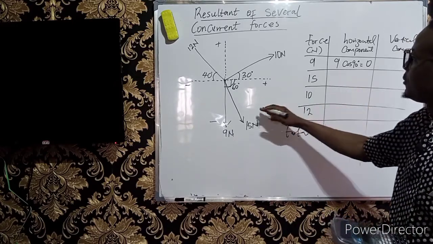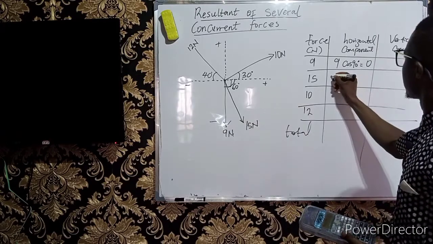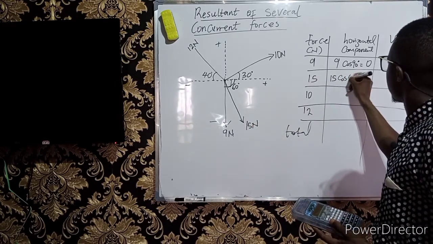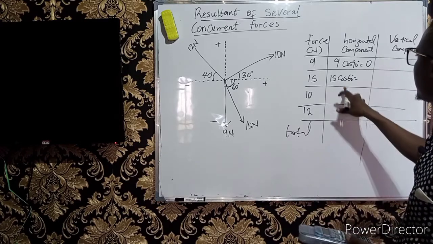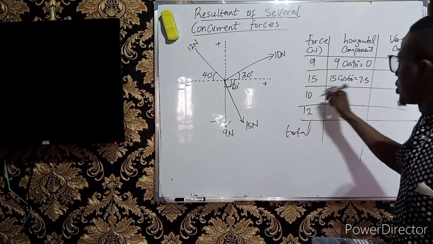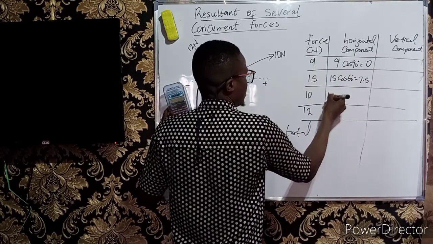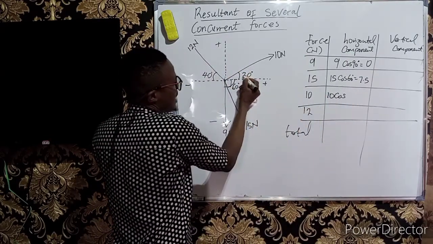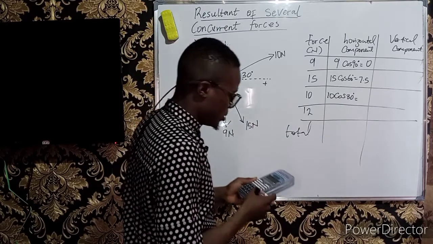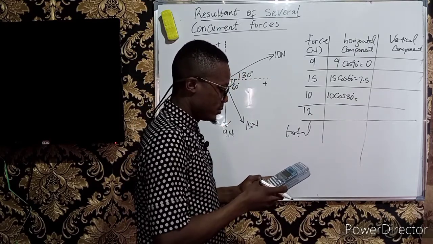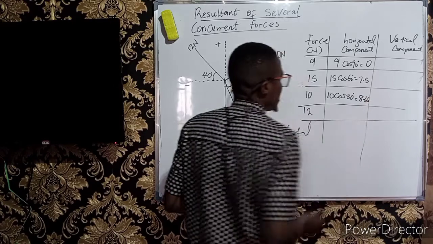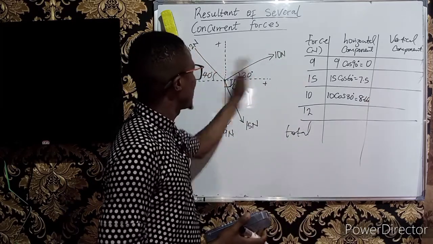The next force we have here is 15 Newton. So we'll have 15 Newton for x is positive because it is at the right hand side. So we'll have 15 cos 60 degrees, inclined at 60 degrees to the horizontal. Cos 60 is 0.5, and 0.5 times 15 will give us 7.5. The next one is 10 Newton, so we'll have 10 cos 30 degrees, it is inclined at 30 degrees to the horizontal, and cos 30 is 0.866, then multiply by 10, 8.66. That is what it is giving us, 8.66. Remember, it is positive, it is still at the right.